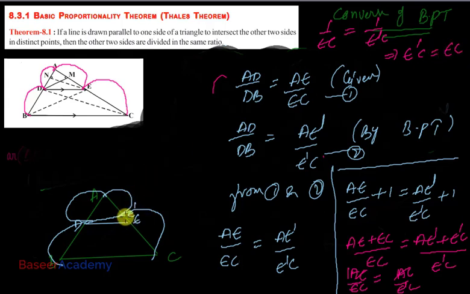So when is E dash C equal to EC? It is possible only when E dash and E are one point and not two different points. So this is possible only when E dash coincides with E, which means DE itself is the line which is parallel to BC. Hence proved.